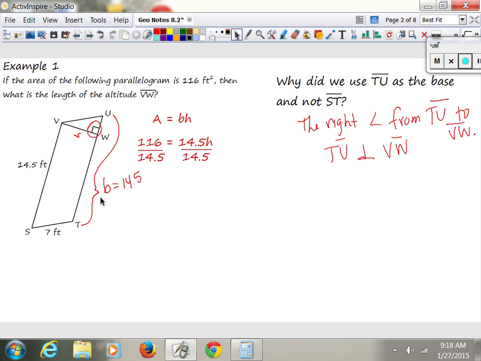Area is 116, base is 14.5. Just put those two amounts in. And we're trying to solve for H. And if we divide both sides by 14.5, you're going to end up with H is 8. So this height right here came out to be 8.